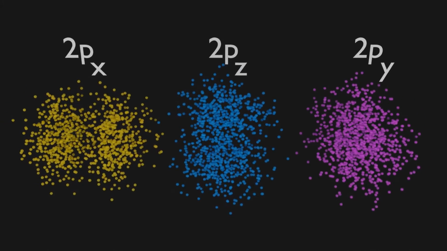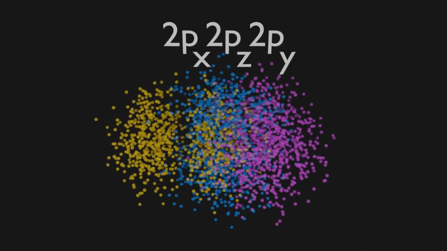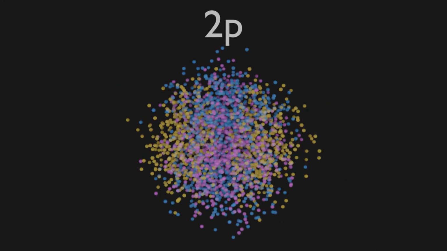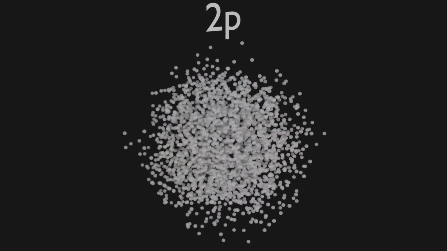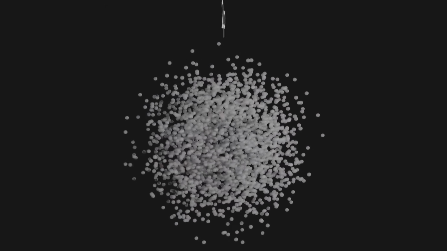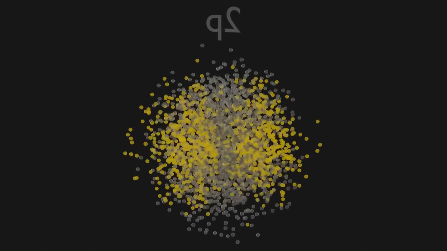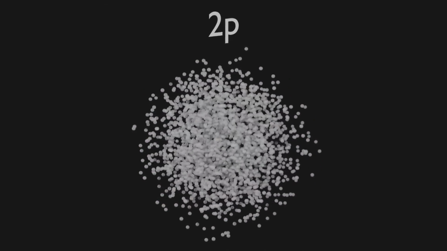Indeed, if we were to combine the electrons from px, py, and pz, we will find that we have a spherically symmetric distribution of electrons, even though this distribution is still represented by px, py, and pz orbitals.